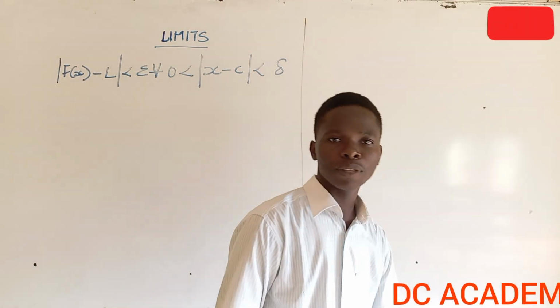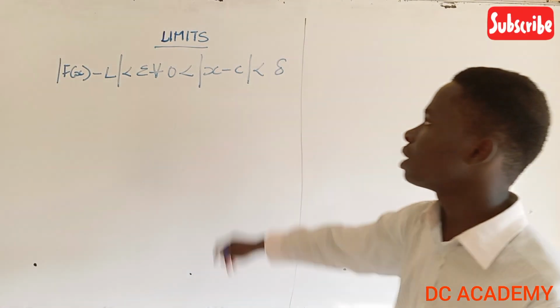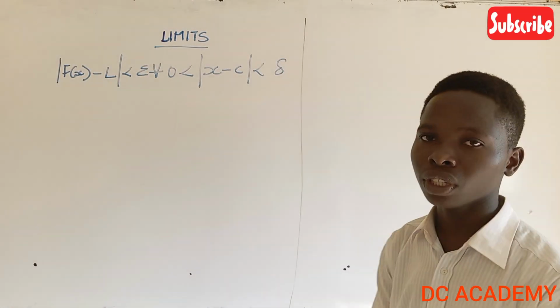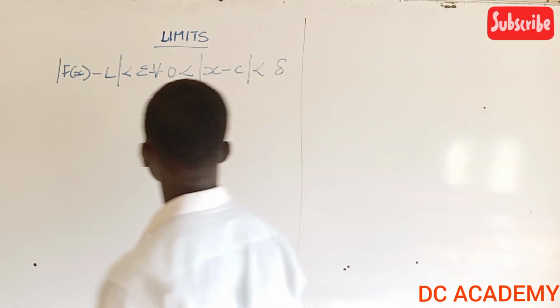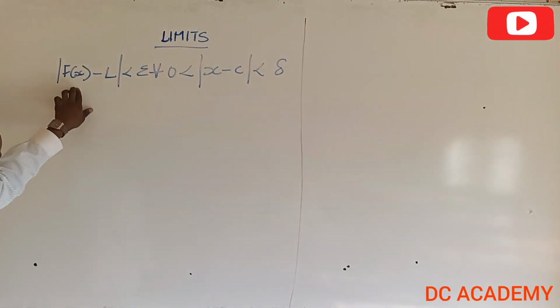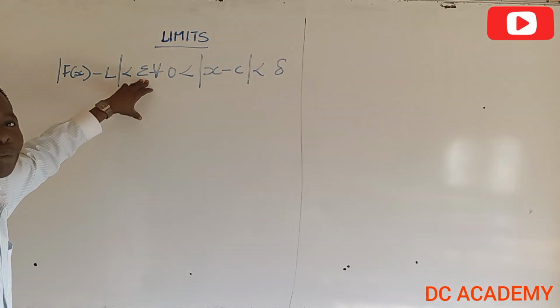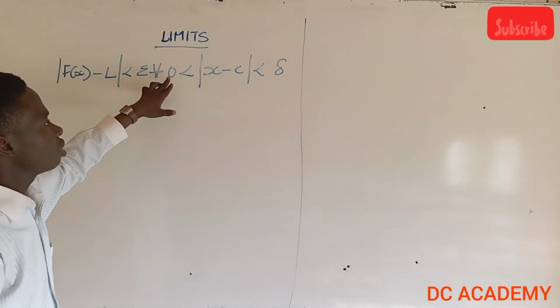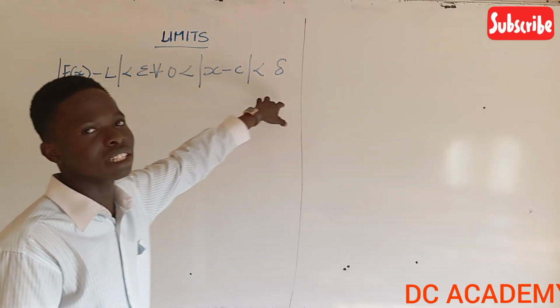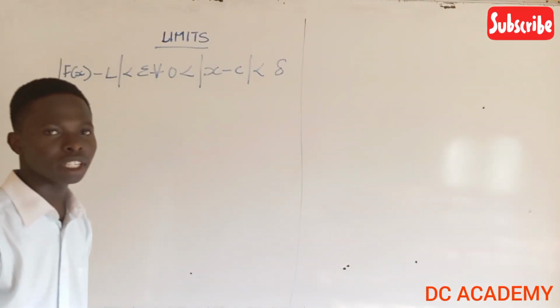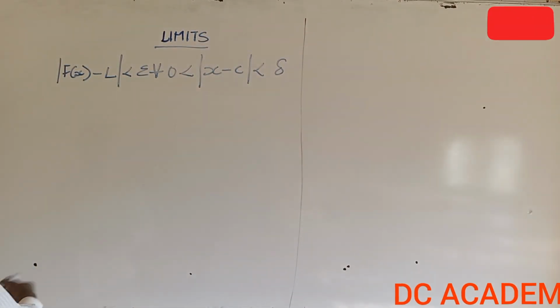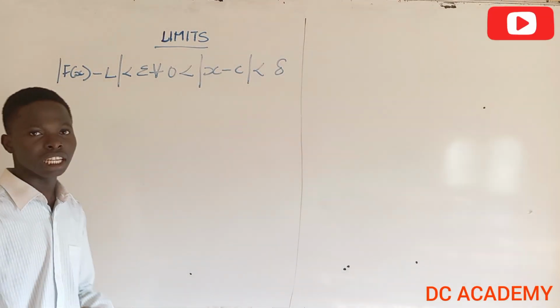So look at this formula carefully. This is the formula we make use of in proving limits. It states: the absolute value of f of x minus the limit is less than epsilon for all 0 less than the absolute value of x minus c less than delta. Did you get it now? So this is the formula you actually use in proving a limit.